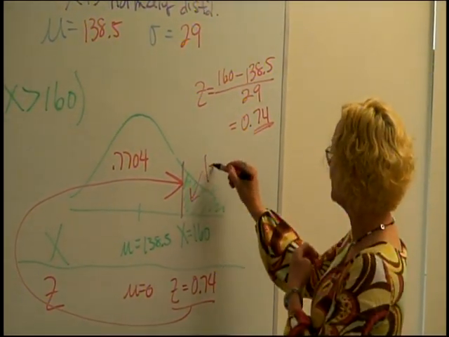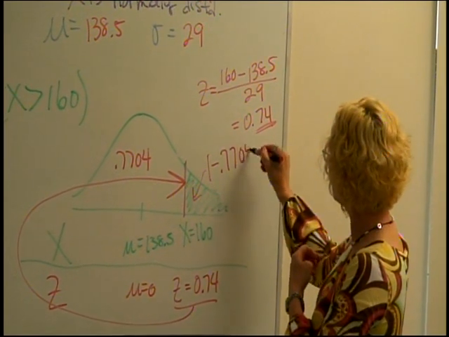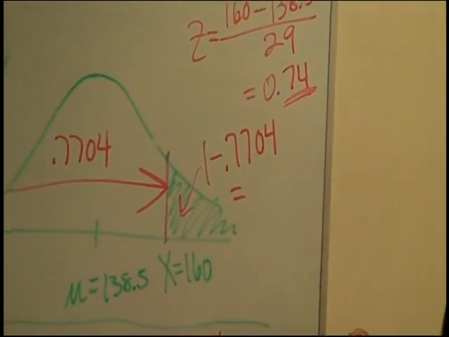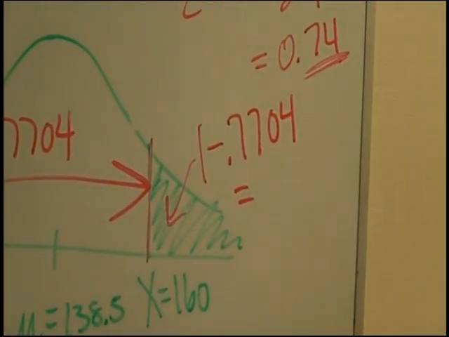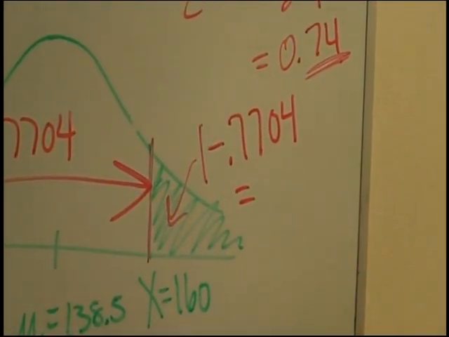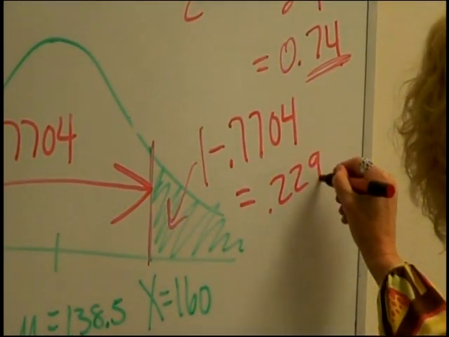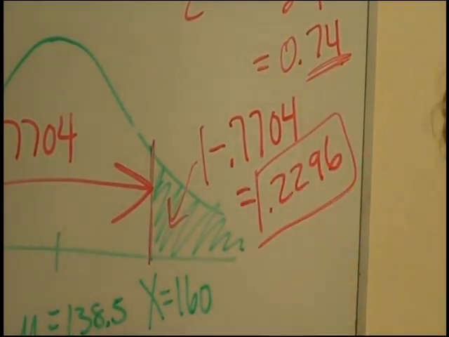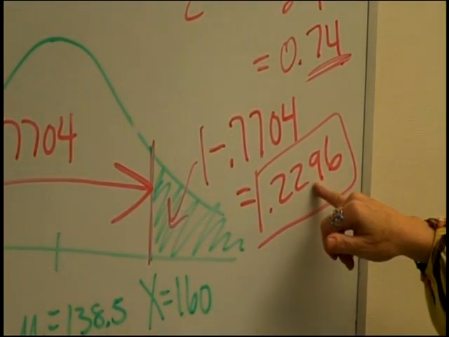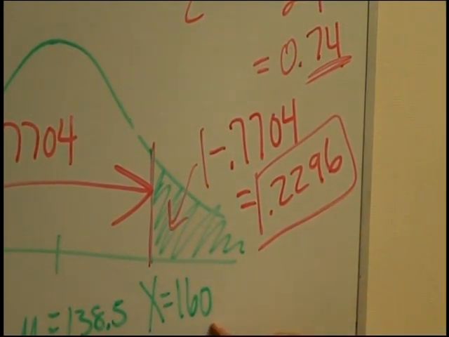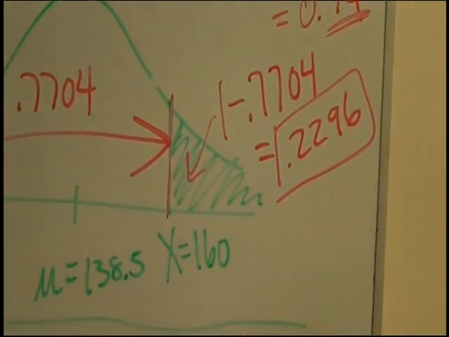We're going to do a 1 minus 0.7704. What do we get there? 0.2296. So about 23% of the time, you're going to spend 160 seconds or more in the Wendy's drive-thru.